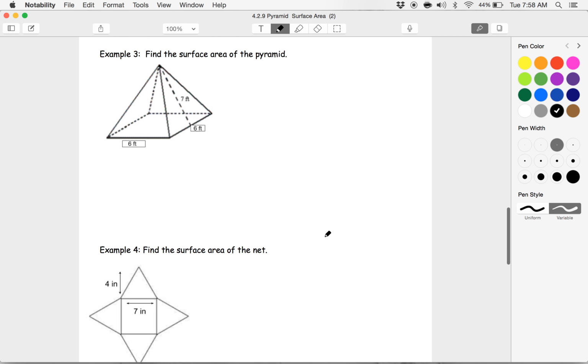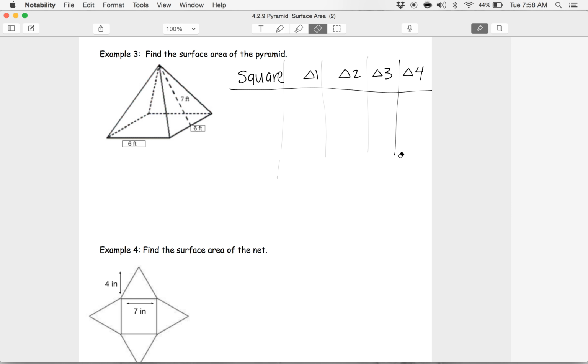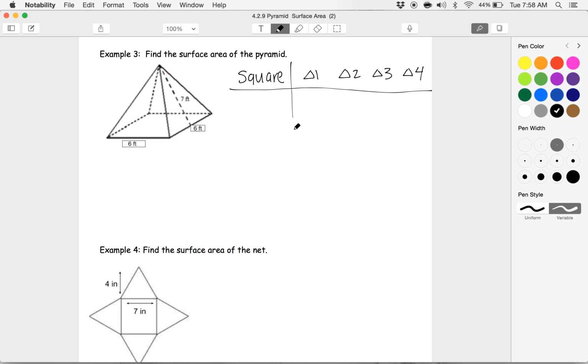Okay? Let's do another one. All right, so we've got this. I have my square. Triangle 1, triangle 2, triangle 3, triangle 4. Same thing. I don't like how long these went, so I'm just splitting it up so I've got some space to work. It's all organized.